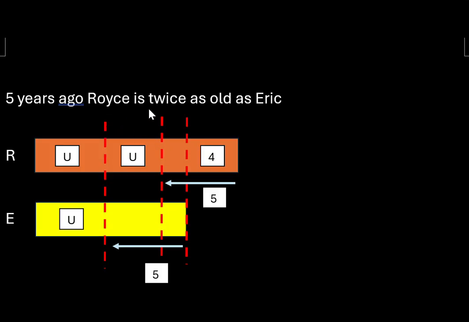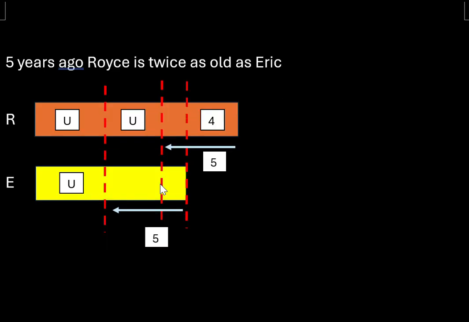then because Royce is twice as old as Eric, I know that whatever is remaining here 5 years ago, I could name it as U, then this part must also be U. So if this is U, remember 5 years ago Royce is twice as old as Eric, so this is also U. Okay, because that is the line for 5 years ago. Okay, now we proceed to solve the question.